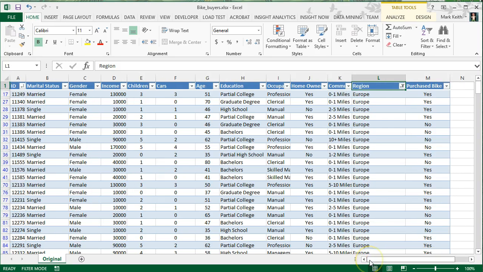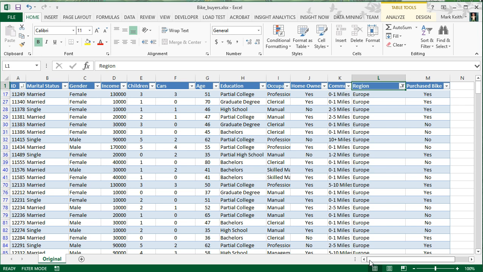Okay, let's make a bar chart now to show the number of people who purchase bikes across each region. Now Excel isn't quite as good at handling categorical data or non-numeric data. What we're going to have to do is come up with some calculations ourselves. Let's decide what it is we want to show.